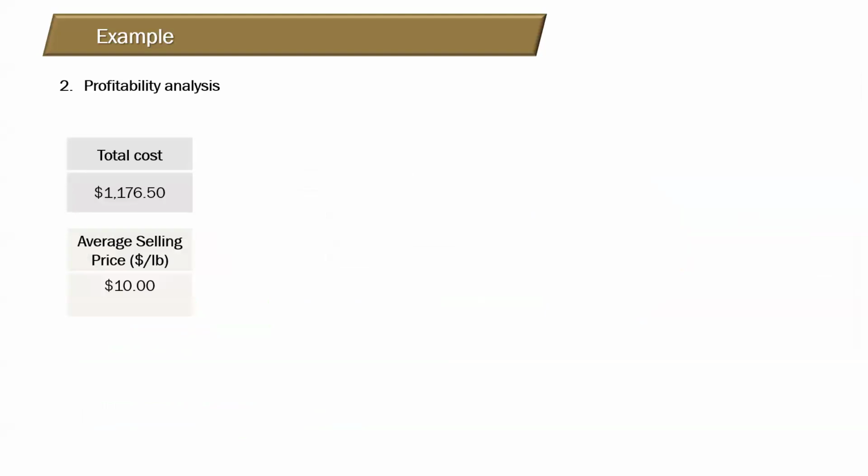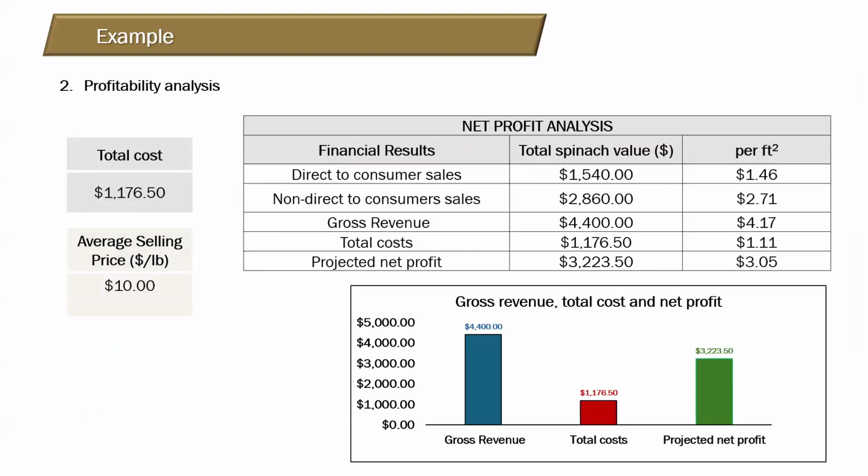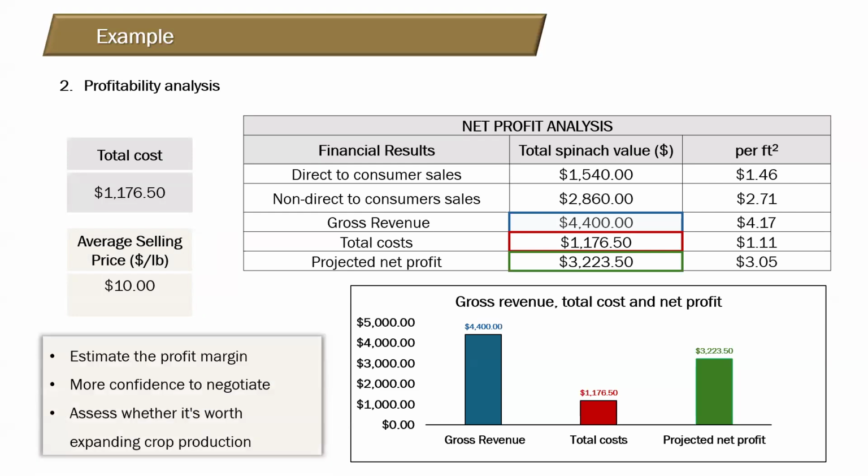With accurate data, the HORT calculator provides you with the profitability analysis report that shows how much it costs to produce each pound of spinach. In our example, the farmer makes $4,400 of gross revenue, has a total cost of approximately $1,100, and an estimated net profit of around $3,200. With this, farmers can estimate profit margins, justify prices to buyers, or evaluate whether expanding production will truly increase profits.